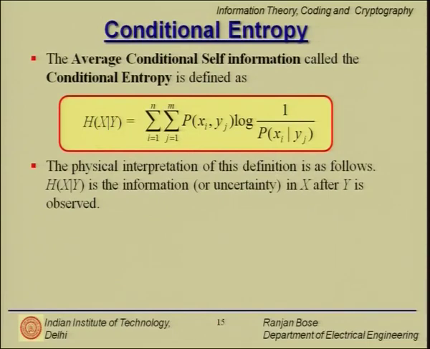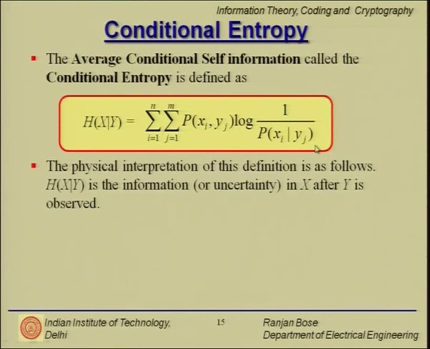So, now we move to the next concept called conditional entropy. The average conditional self information is also called the conditional entropy. Right? So, it is not a big leap. Average self information is entropy, average conditional self information is called conditional entropy, and it is simply defined as h of x given y as double summation joint probability p x i comma y j log of 1 over p x i given y j. So, this is the place where you have the conditionality.